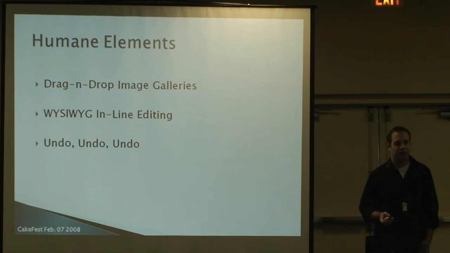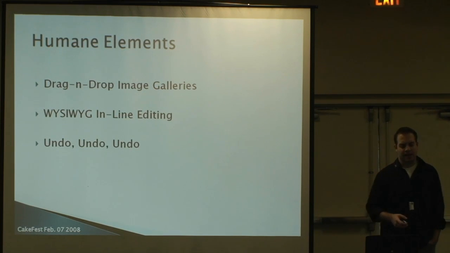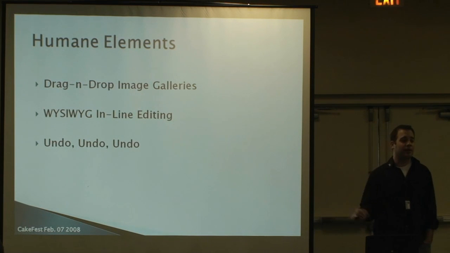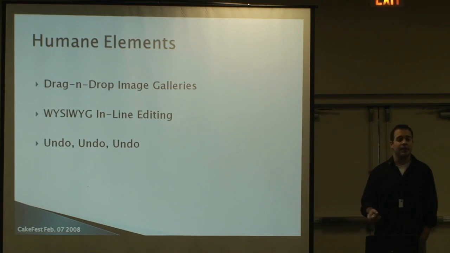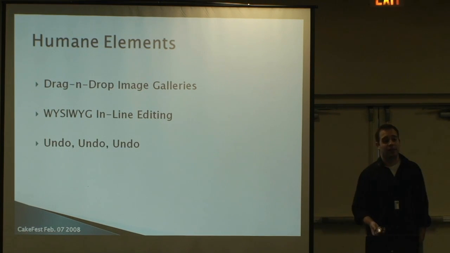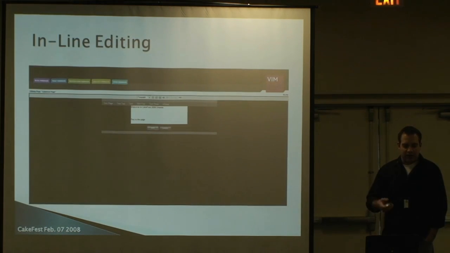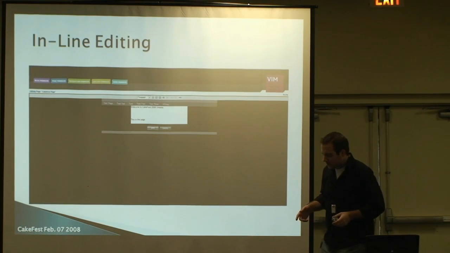So undo, undo, undo. This is something I forgot to mention when talking about confirmation boxes. The key to getting rid of confirmation boxes, like when someone clicks delete, is to have an undo button and allow people to undo everything. So if they click delete, make it a soft delete, so they can click undo and restore that. So that's another key.